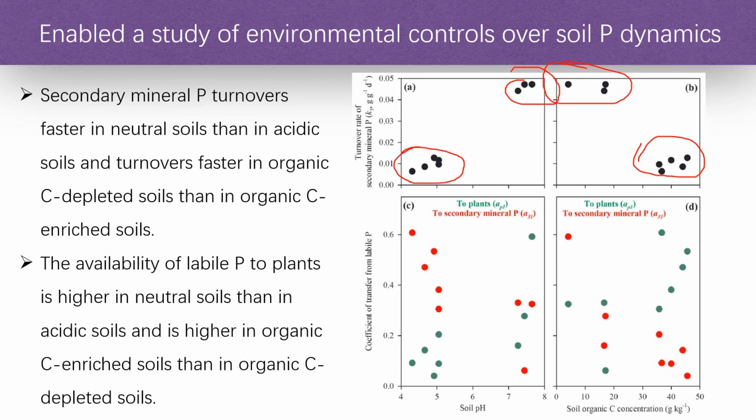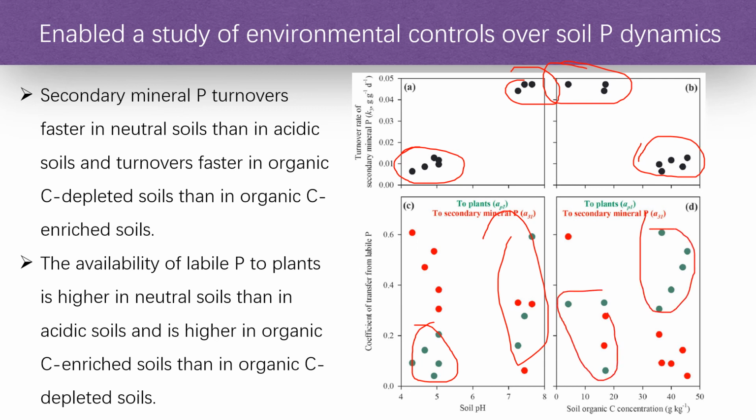Not all labile phosphorus is directly available to plants. As you can see, the proportion of labile phosphorus available to plants varied largely from less than 0.1 to about 0.6. The variability of labile phosphorus available to plants is higher in neutral soils than in acidic soils, and is higher in organic matter enriched soils than in organic carbon depleted soils.